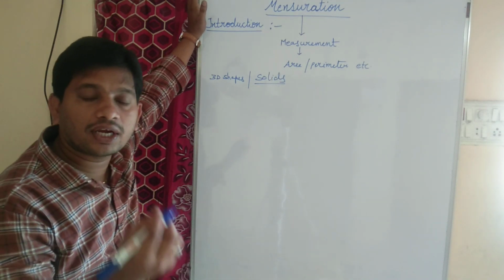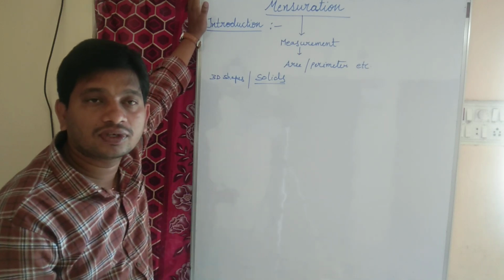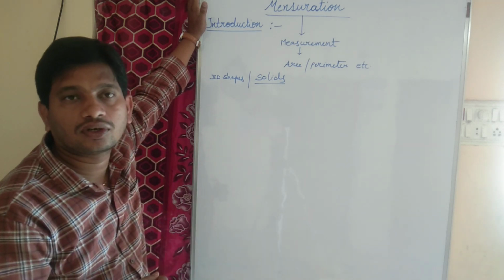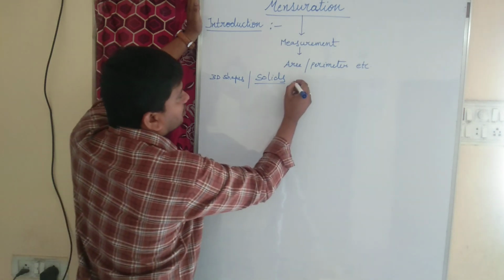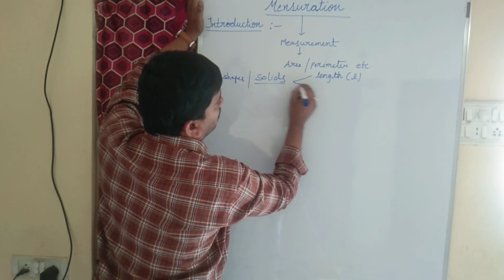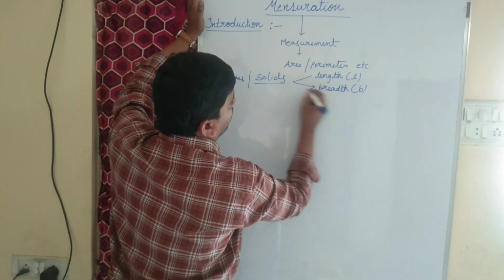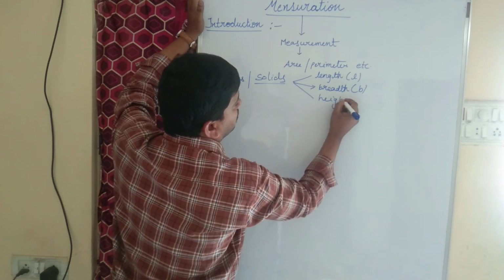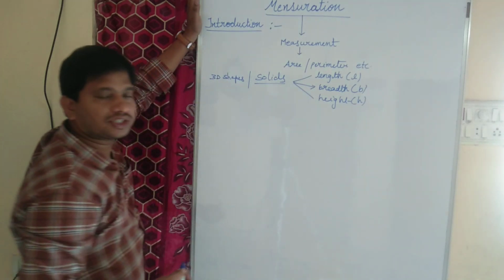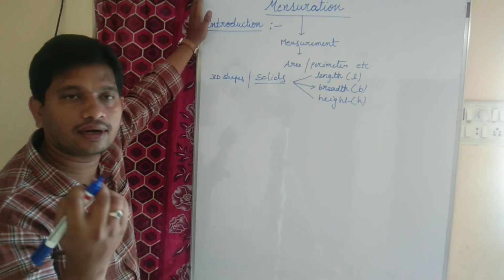So what do you mean by a solid? A solid is a geometrical shape which is having three measurements. So they are length, breadth and height. So children, what do you mean by solid? A solid is a geometrical shape which consists of length, breadth and height.